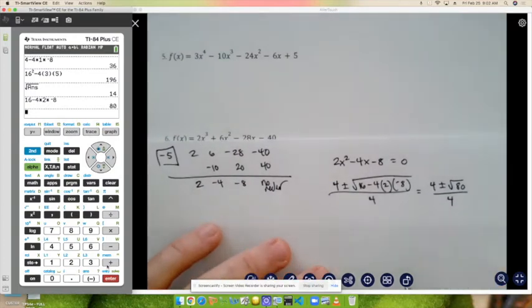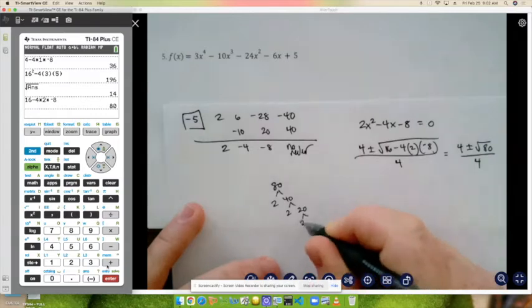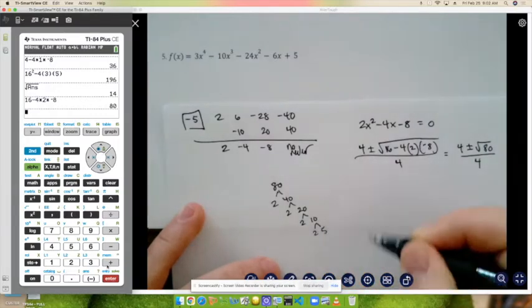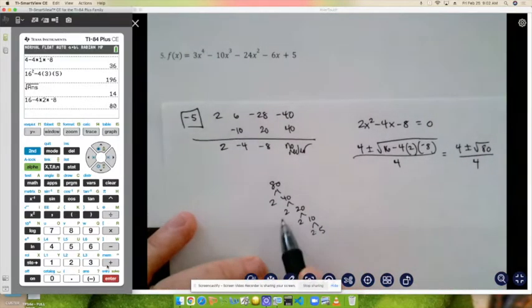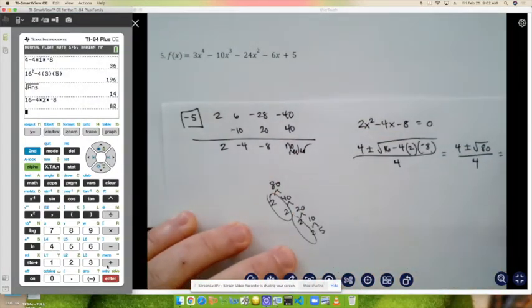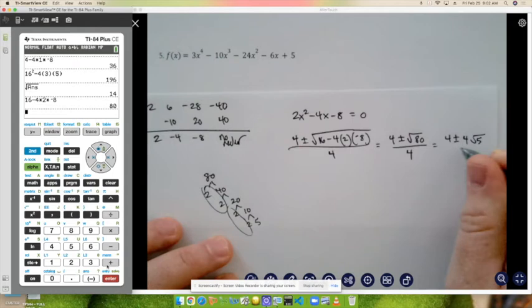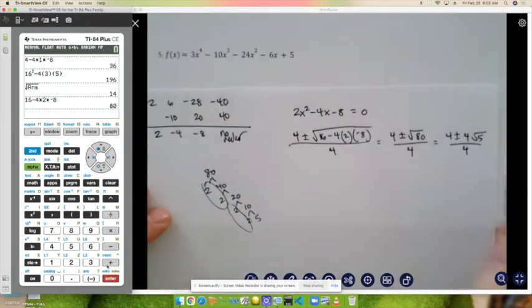Now the square root of 80, that actually simplifies. 80 is made up of 2 times 40, which is 2 times 20, which is 2 times 10, which is 2 times 5. So 80 is actually made up of a whole bunch of 2's and then a 5. In fact, 2 pairs of 2's and a 5. So if I simplify that square root, the square root of 80 is actually 4 root 5.